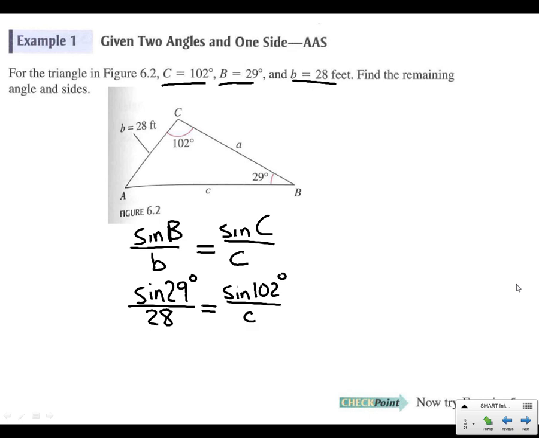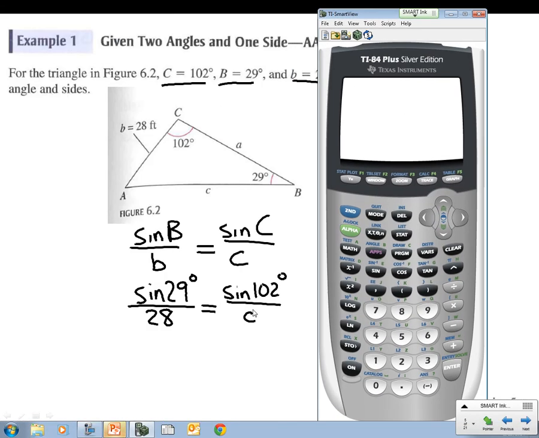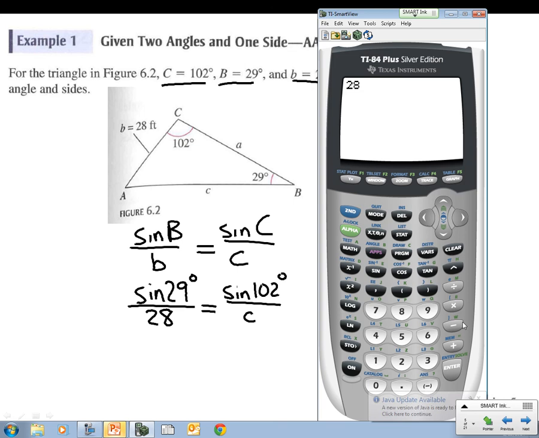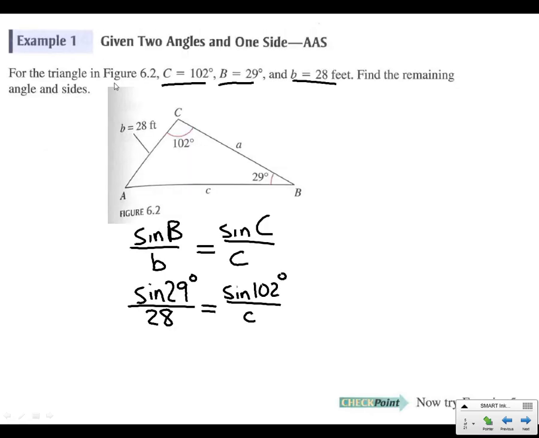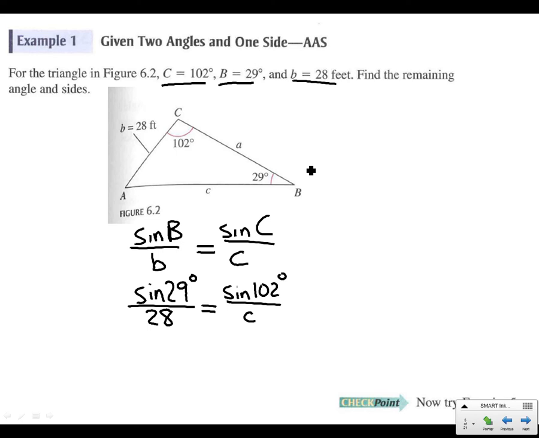And so we're going to plug this into our calculator. We can do these all in one step here. This is going to be 28. Let me make sure I'm in degrees. I am. 28 times the sine of 102, and then we'll end up dividing by the sine of 29. And that'll give us C. So C is 56.49. It doesn't tell us what to round to, so we'll go 2 decimal places if we're not told otherwise. So 56.49, and that's in feet.